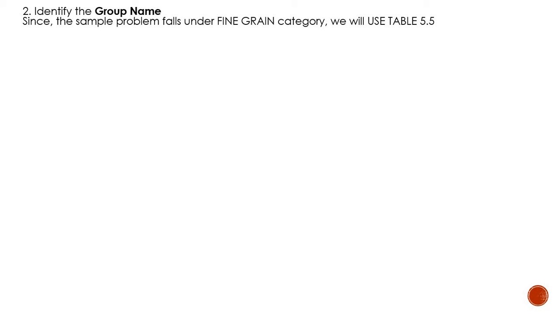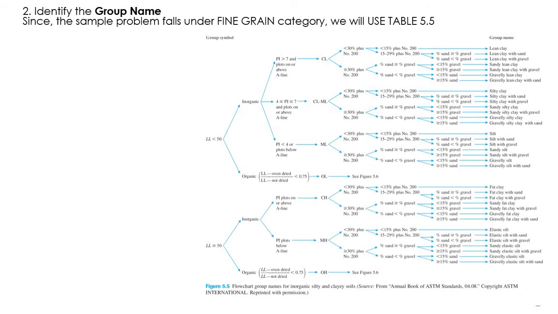Since the sample problem falls under fine grain, we will use table 5.5. So our group symbol is CH. So we can start immediately right here since we were able to identify our group symbol a while ago. But if you want to start all over here, still you can check and we will arrive at here. So since our liquid limit is 52, right? That is greater than 50, and then we are considering the inorganic, and then our PI plots above A line. So nandito na tayo. Okay, so kung gusto nyong i-check, pwede rin. But since we already identified the group symbol a while back, we can start immediately on this group symbol CH.